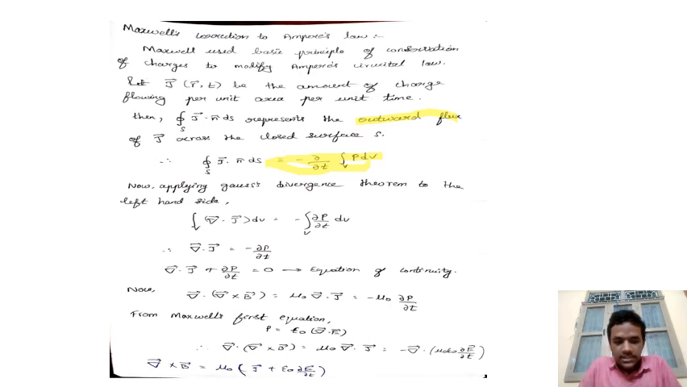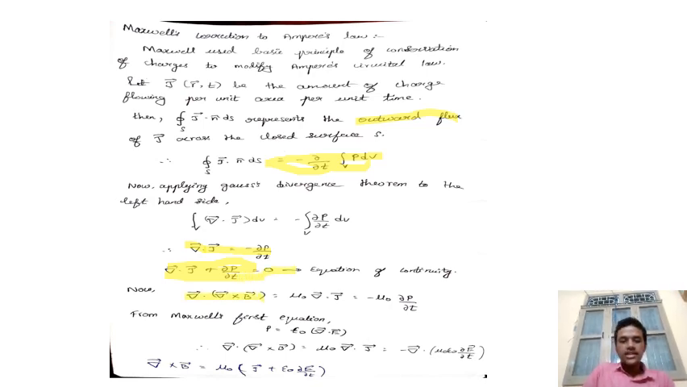Now, applying the Gauss divergence theorem to the left-hand side, the volume integral of divergence of J bar is equal to minus the volume integral of dou rho by dou t into dv. This implies the divergence of J bar is equal to minus dou rho by dou t. This equation is known as the equation of continuity for conservation of charge. Now the divergence of curl of B bar is equal to mu naught times the divergence of J bar, which is equal to minus mu naught times dou rho by dou t, as the divergence of J bar is equal to minus dou rho by dou t.